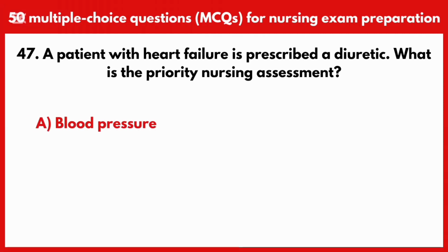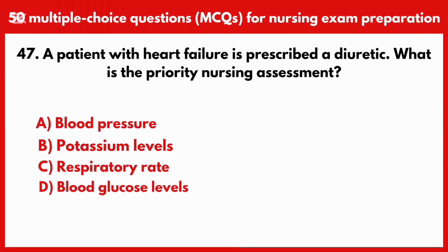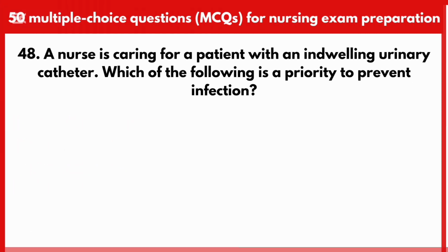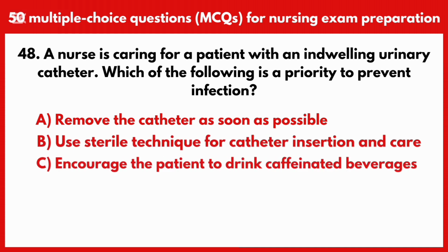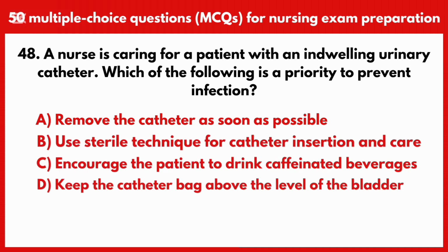A patient with heart failure is prescribed a diuretic. What is the priority nursing assessment? Correct answer is option B. Potassium level.